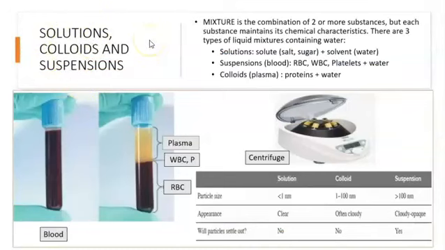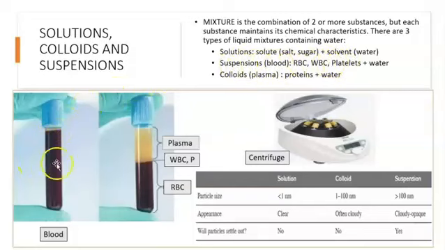Solutions, colloids, and suspensions. A solution is composed of solute and solvent, where solutes can be sugar or salt, and the solvent most of the time is water. Why we need to talk about this is because there's a very important mixture in our body, which is blood. Our blood is a suspension. As you know, the blood is a fluid. It's a red fluid. Why is it a fluid? Because it contains water. And why is it red? Because it contains a whole bunch of red blood cells. It's called a suspension because the red blood cells are suspended in that water.